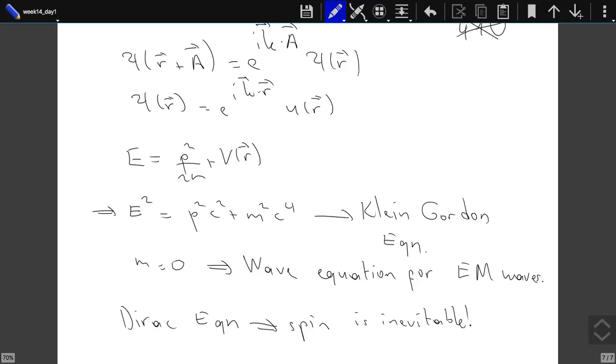Is the Dirac equation one of the Feynman diagram solutions? No, they're not solutions of Feynman diagrams. Feynman diagrams, you derive them from the Dirac equation.